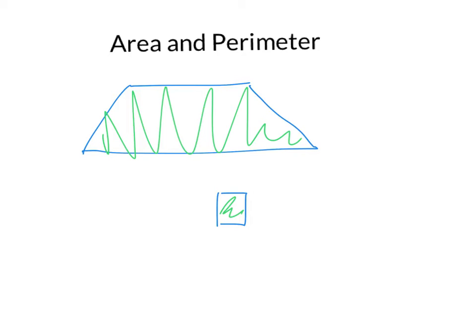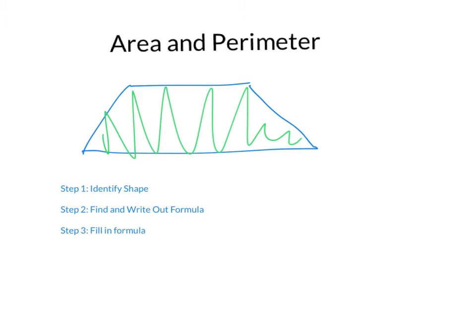When it comes to solving problems on area and perimeter, there are four basic things that you need to remember. The first step is to identify the shape. The second step is to find and write out the formula that you're dealing with. The third step is to fill in what you are given in the question. And the fourth and final step is to solve for the unknown.